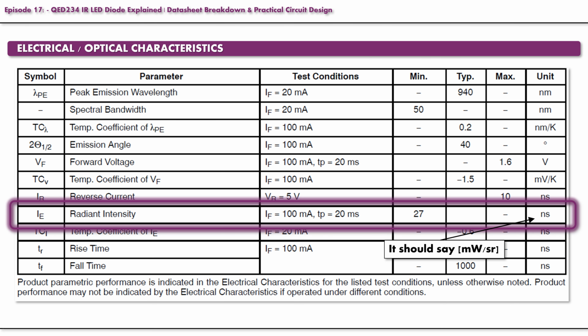Again, we have an error in datasheet. Radiant intensity is measured in milliwatts per steradian, not in nanoseconds. It represents the concentration of infrared light, often indicating how bright the IR source is in its peak emission direction. High radiant intensity is crucial for long-range or high-sensitivity, proximity sensing.